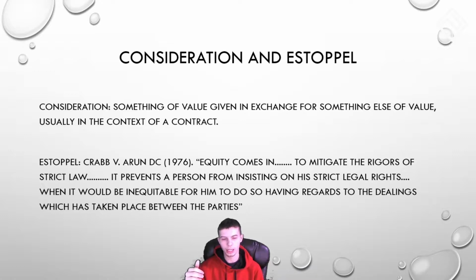Estoppel, which is Crabb versus Aaron DC in 1976, is about equity and mitigating the rigors of the strict law. As you can see above me, it prevents a person from insisting on his strict legal rights when it would be inequitable for him to do so, having regard to dealings which have taken place between the parties. What this means is, when people are entering into a contract, they would claim that they lacked consideration, and when they are doing this, they are kind of scamming the other party of the contract.